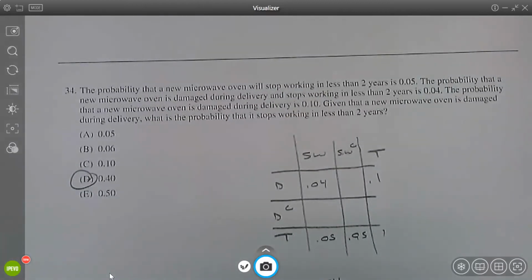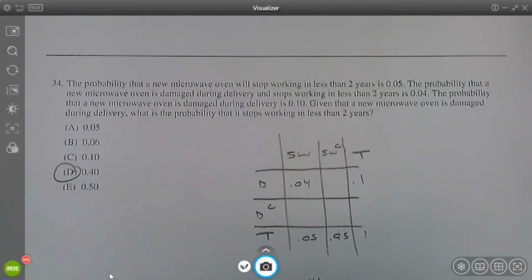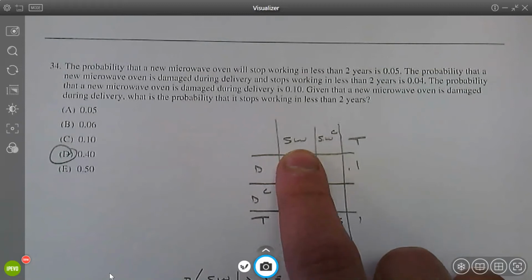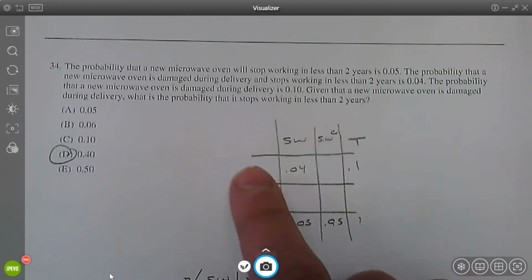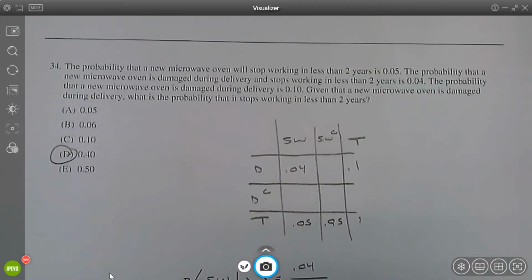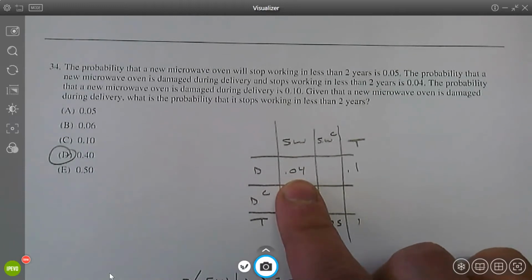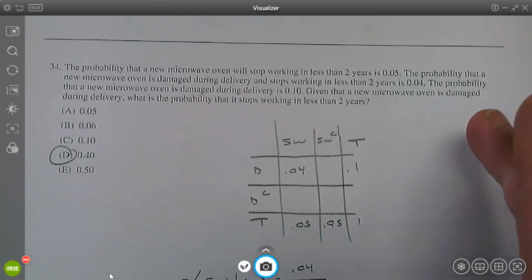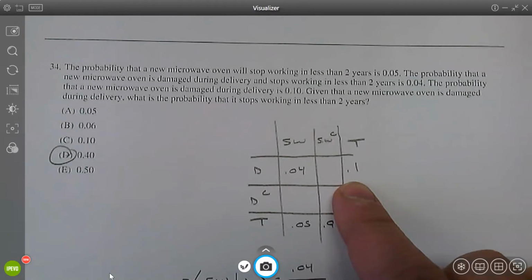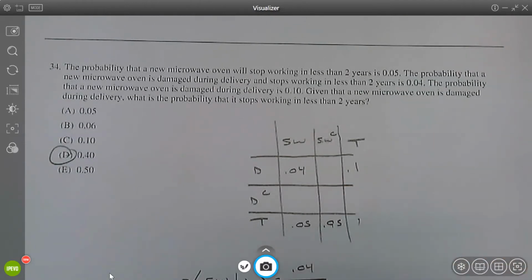Question 34 is a two-way table. I just filled in the information. It stops working, it doesn't stop working. It gets damaged, it doesn't get damaged. So they said the probability it stops working is 5%. So I know the complement's 95%. That sums up to 1. The probability that it's damaged and stops working is 4%. And they also said the probability that it gets damaged is 10%.